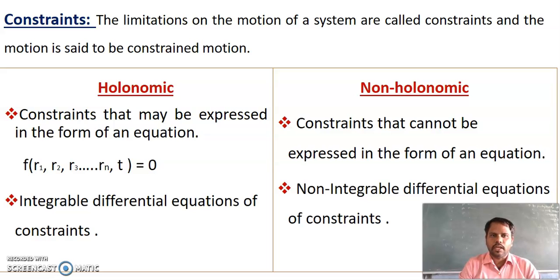Based on the equation for a constraint, constraints are classified into two types: holonomic constraint and non-holonomic constraint. If the constraint can be expressed in the form of an equation, then we call it a holonomic constraint. If the constraint cannot be expressed in the form of an equation, we call it a non-holonomic constraint. Holonomic constraints are integrable differential equations of constraints, whereas non-holonomic are non-integrable differential equations.